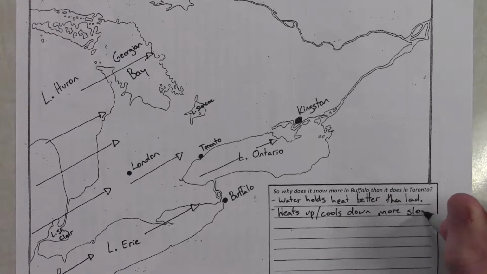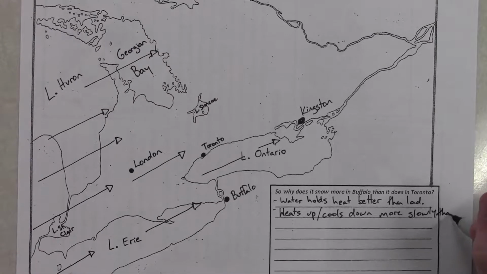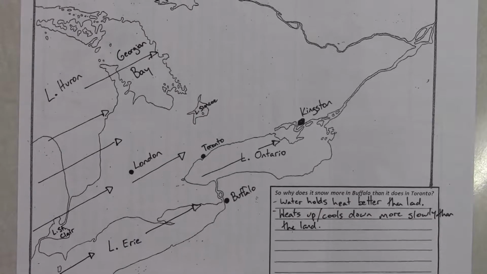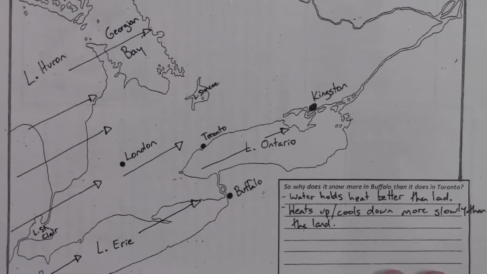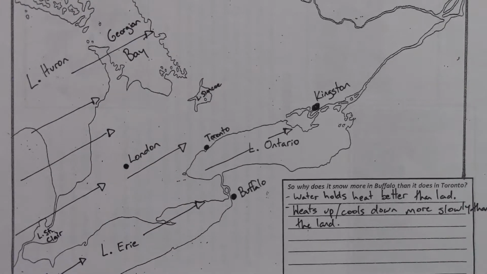So you probably experienced this yourself if you're at a cottage or something like that. I guess I could say water heats up more slowly than the land. So if you're at a cottage, and it's the Victoria Day long weekend, let's say, and it's very hot outside, and you go to jump into the water, well, good luck, because the water is going to be very cold.